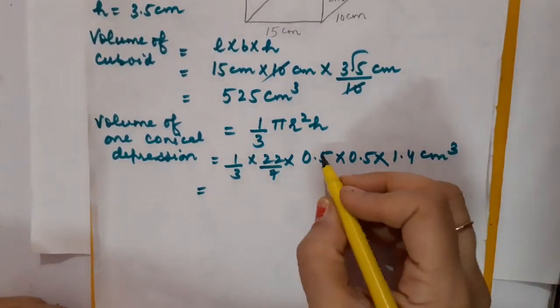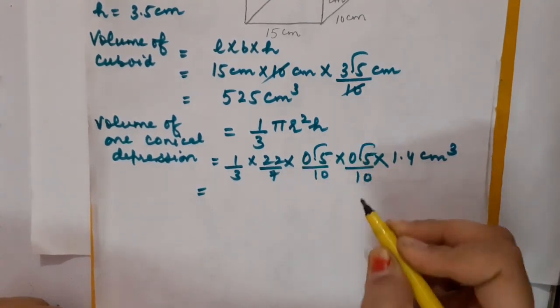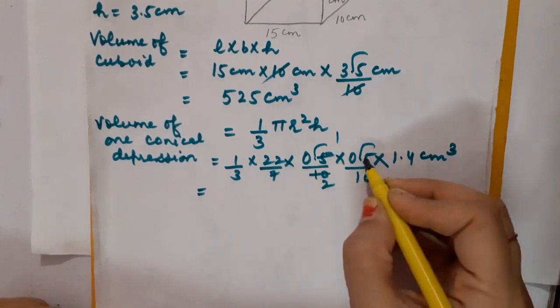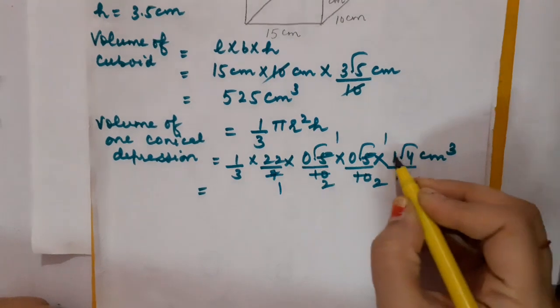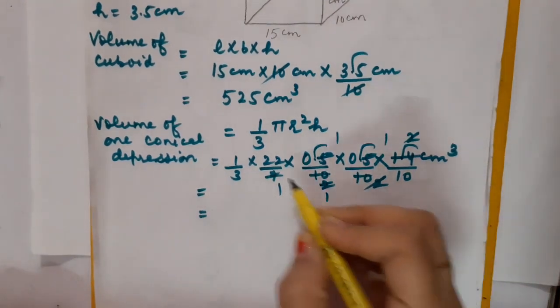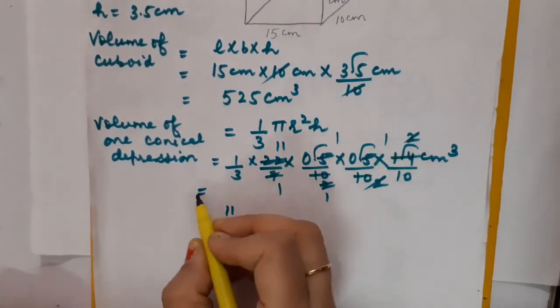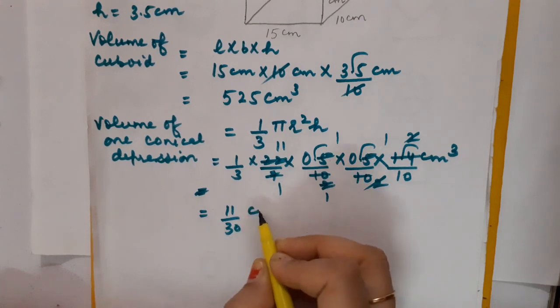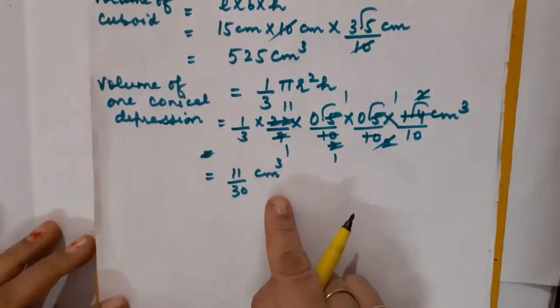So let us solve it. Removing decimals. Start cancelling. 5 ones are, 5 twos are, 5 ones are, 5 twos are. Here also the decimal will be removed. 7 ones are, 7 twos are. This 2 and 2 are going to be cancelled. Anything else which can be cancelled? Yes, we can cancel them also. It would be now 11 upon 30 cubic centimeters. Correct? So this is the volume of one conical depression.